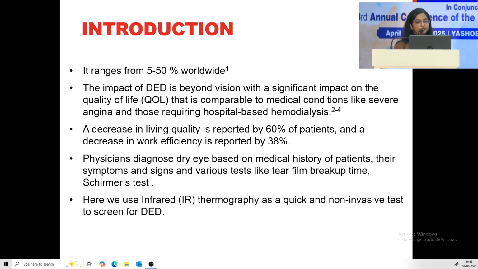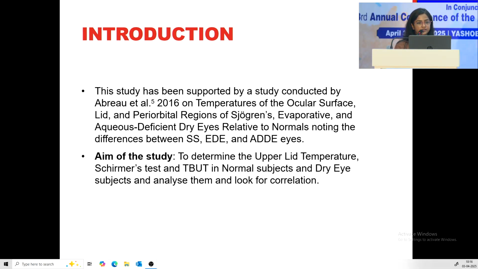It ranges from 5 to 50% worldwide, and the impact of dry eye disease per se is beyond vision. It mainly impacts the quality of life, which is quite comparable to medical conditions like severe angina and hospital-based hemodialysis. Physicians diagnose these diseases by various tests, signs and symptoms like T-BUT and Schirmer's test, and we use infrared thermography as a quick, non-invasive test to screen for dry eye disease.